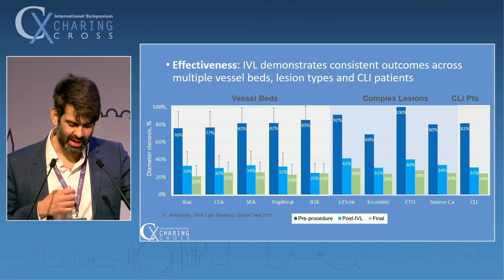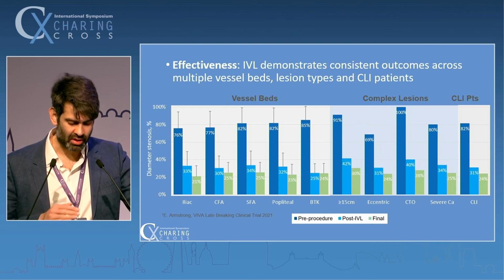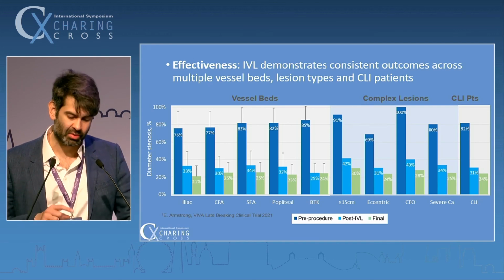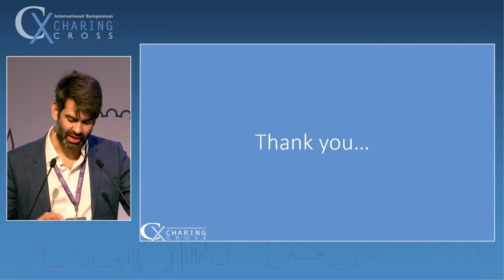So I'll just leave you with this data, which was presented at VIVA last year. IVL shows very, very consistent outcomes across multiple vessel beds, lesion types, and specifically in critical limb ischemia patients who are the most at risk and the most difficult to treat. This is making life a lot less stressful for all of us.